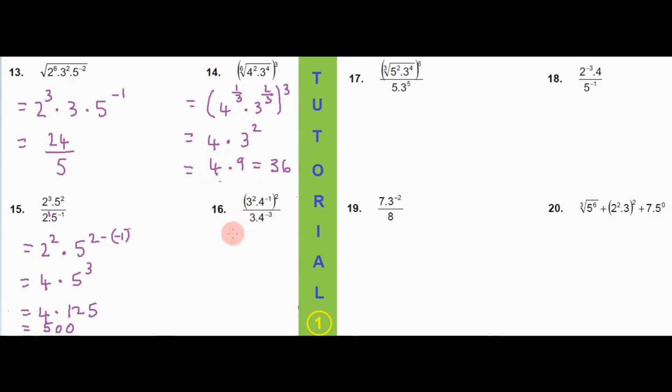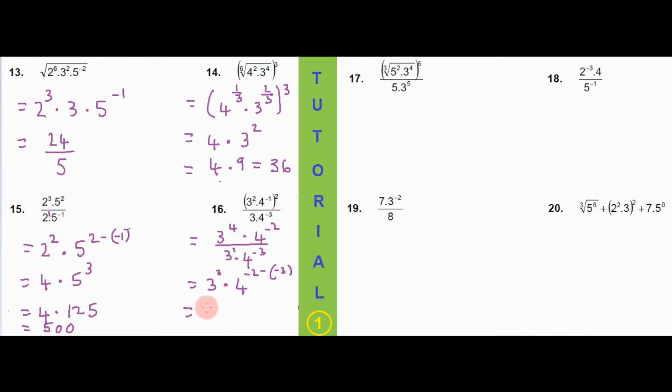We first deal with the brackets in the numerator. So we can multiply out the powers. So it's 3 to the 4 times 4 to the negative 2. Now we can subtract the powers where the bases are the same. So 4 minus 1 is 3. And here we have 4 to the minus 2 minus negative 3.